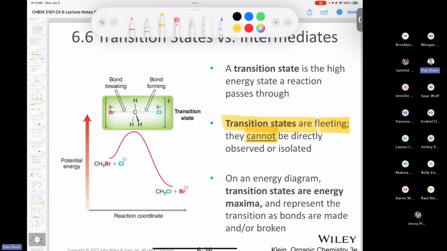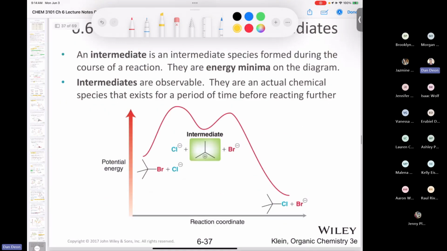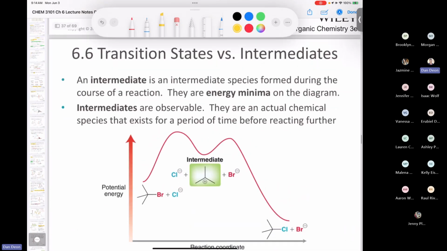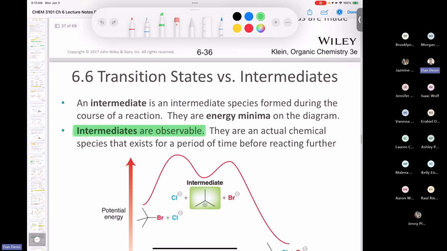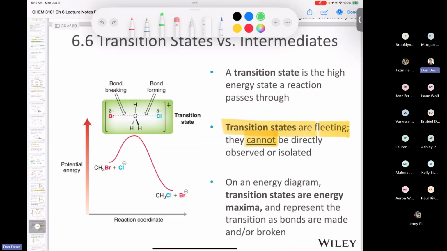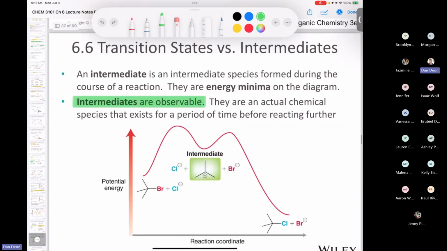So the transition states are the energy maxima, and they represent where bonds are being broken and formed simultaneously. Whereas an intermediate, these are the energy minima. Intermediates, on the other hand, are observable. They are actual chemical species that exist, like this carbocation here, for a period of time before they react further. So again, the maxima are the transition states, where bonds are being broken and formed. And the minima are the intermediates. We can actually observe those for a period of time.